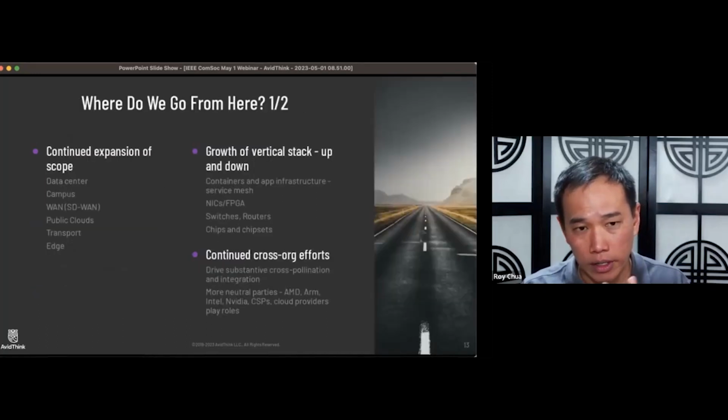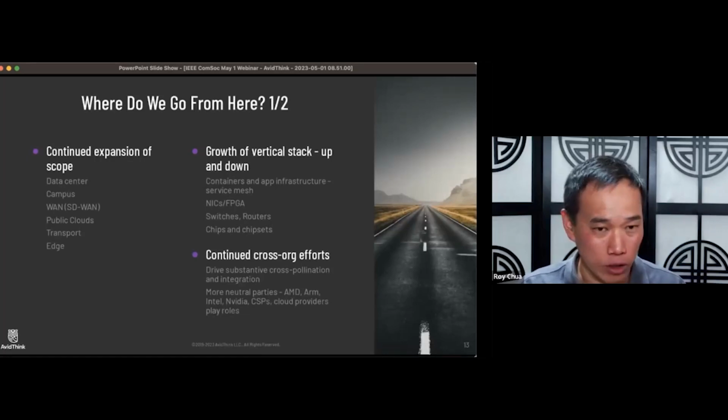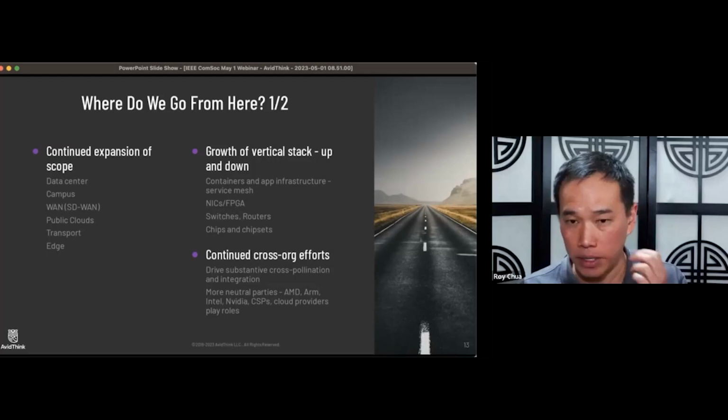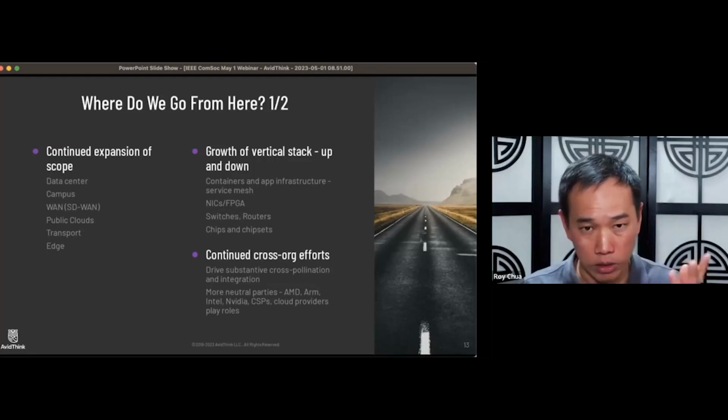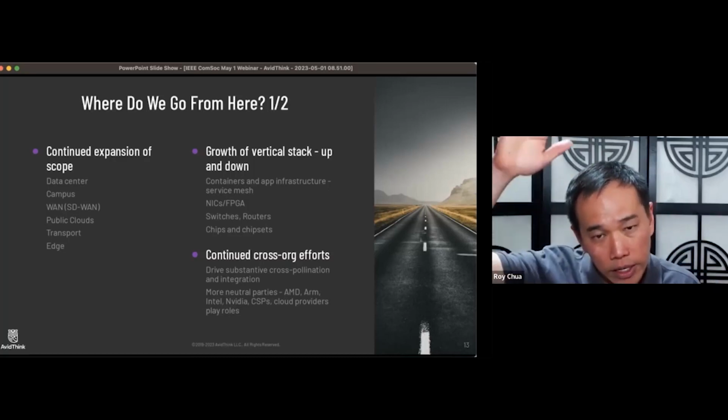So where do we go from here? Last two slides, I promised. Or maybe last three slides. Fundamentally, I think we see an expansion of scope. I think we'll see open source stretch in more places. We're seeing more open source around edge orchestration, like Nephio and MCO, and Arpit may talk about those. Those are Linux Foundation Networking projects, for instance. We're going to see growth of the vertical stack up and down. So it's going to stretch horizontally, and it's going to stretch vertically.